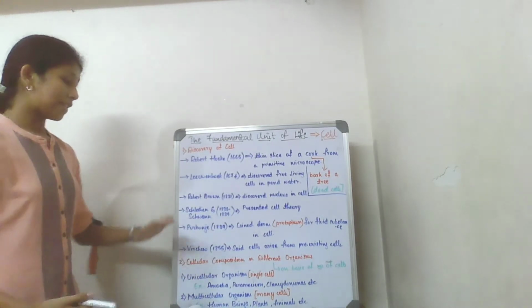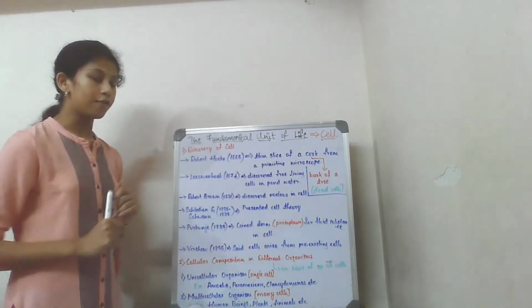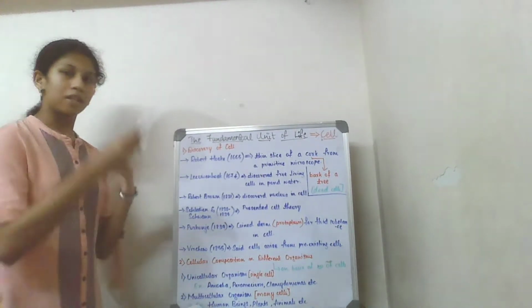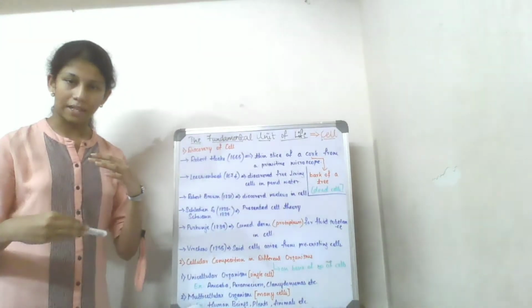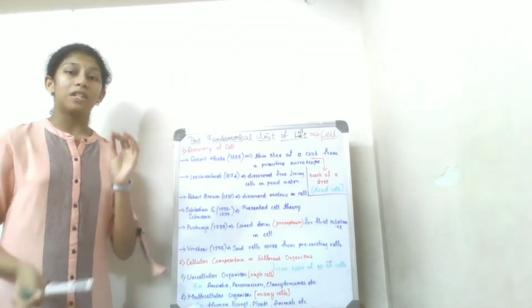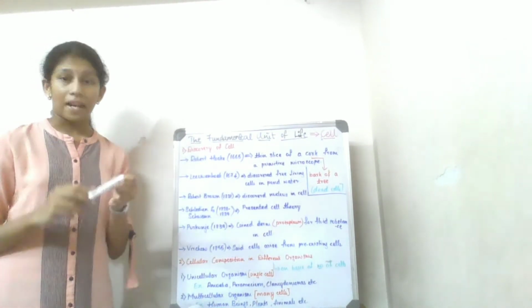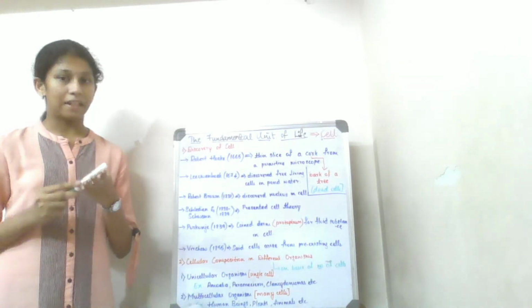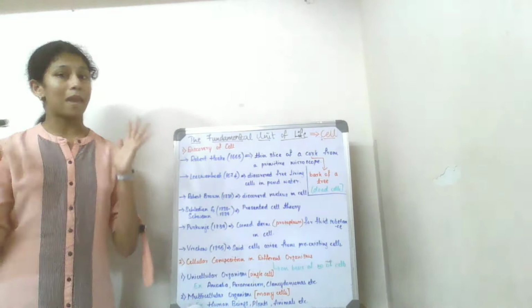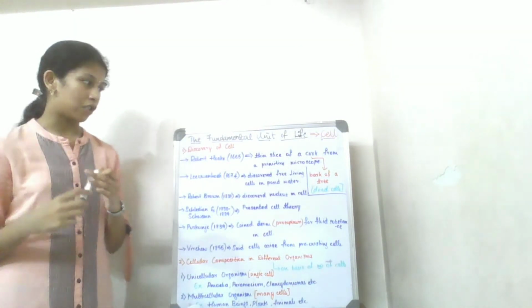So under cellular composition in different organisms, they are classified into two types based on the number of cells: unicellular and multicellular organisms. Unicellular organisms are made up of only a single cell, for example amoeba, paramecium, chlamydomonas, bacteria, etc. Multicellular organisms are made up of many cells, for example human beings, plants, animals, etc.